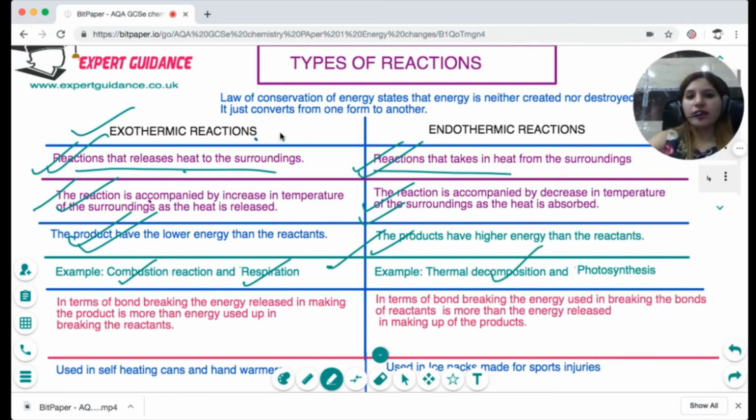Now we can also define exothermic and endothermic in terms of bond breaking. Whenever heat is released when the products are made, and whenever heat is taken in when the reactants are broken down. So in every reaction, in order to break the bonds, it takes in heat, and whenever it makes bonds, it will release heat. Now in an exothermic reaction, as the heat released is more, it means that the products give out more energy than is used up in breaking the reactants. And in the endothermic reaction, in terms of bond breaking, the bonds of the reactants take in more heat to break than the energy released in making the products.